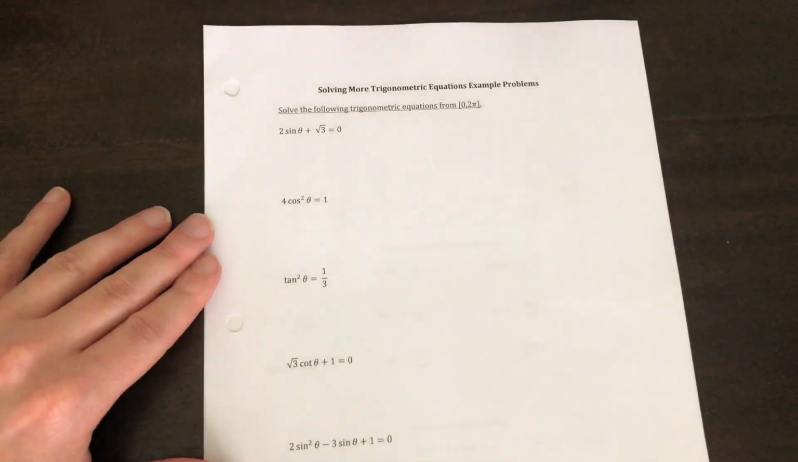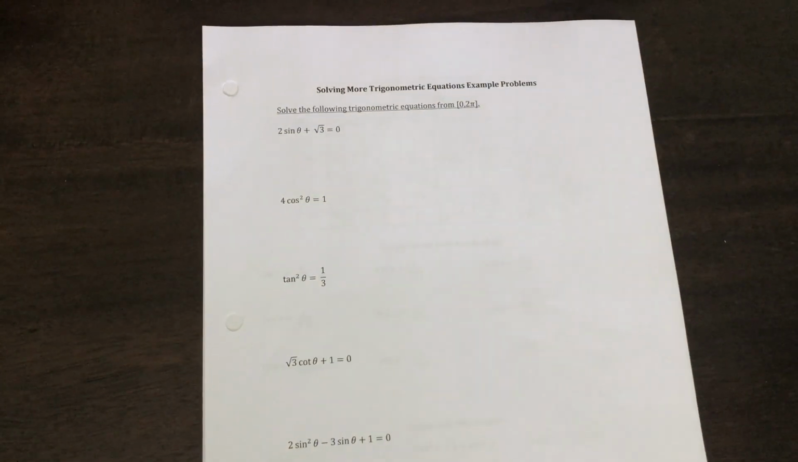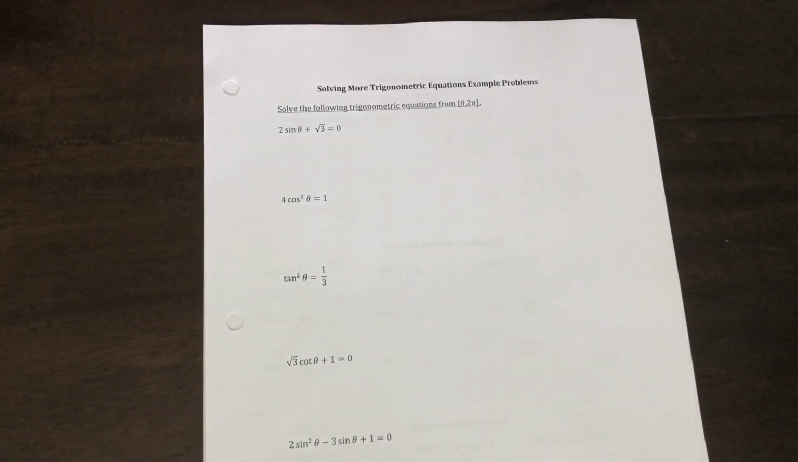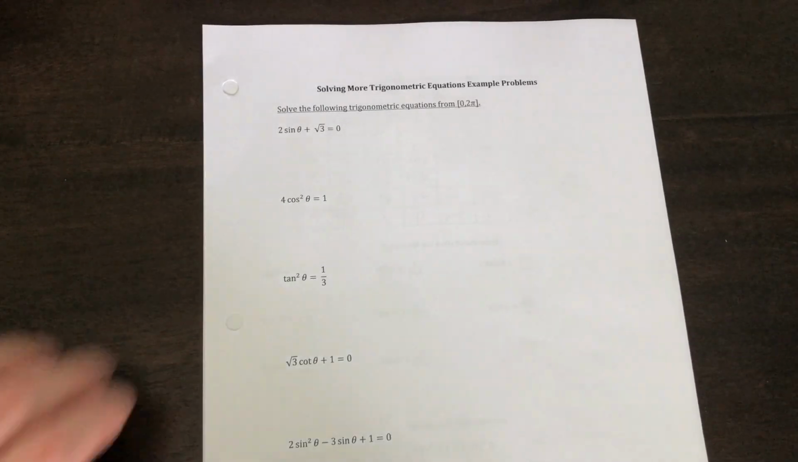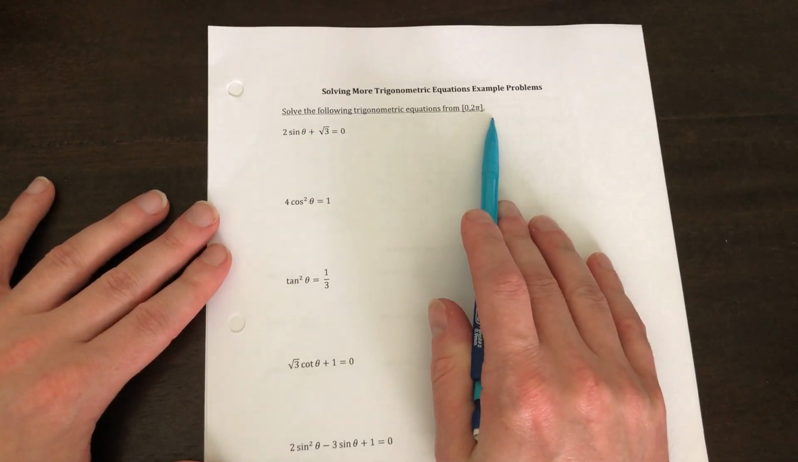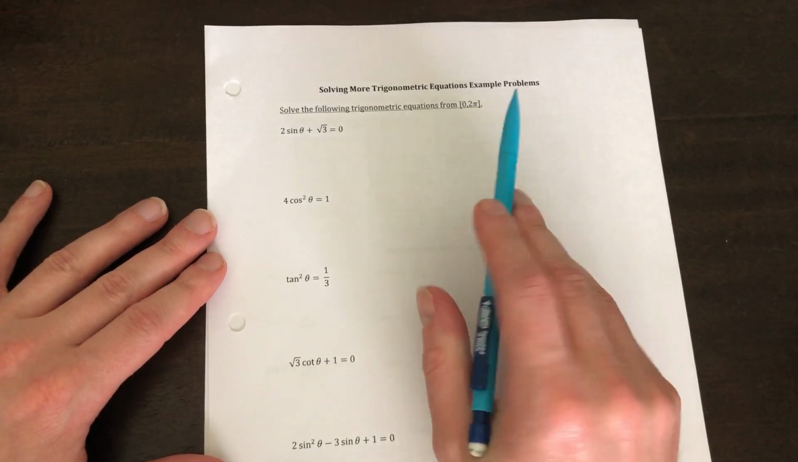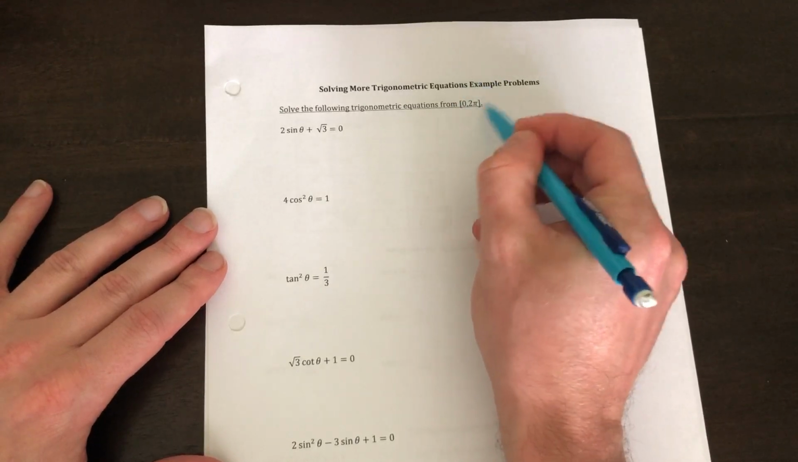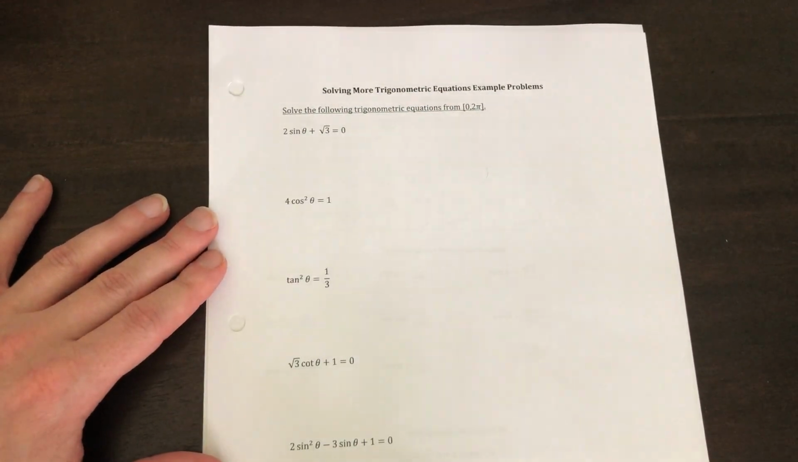Okay, so in the previous lesson, we learned how to solve simple trig equations using our trig chart. Now we're going to learn how to solve a little more complicated trig equations. One thing you need to notice is that we're going to be completely in radians for these example problems. And you're given that by this interval right here, 0 to 2 pi.